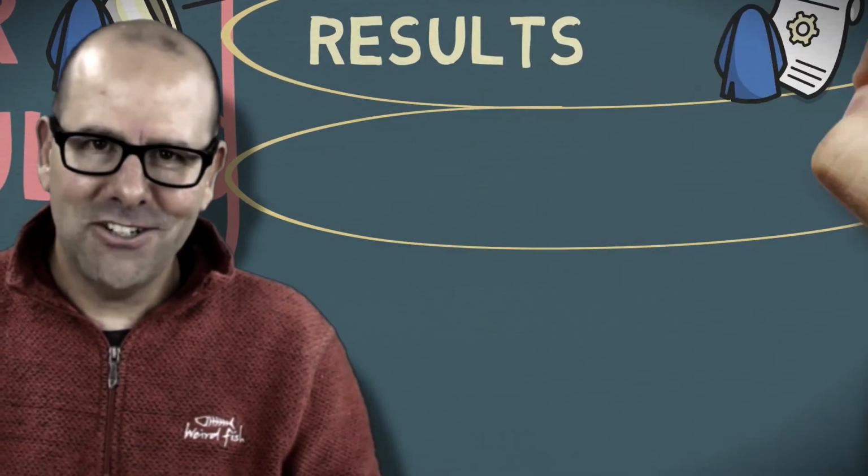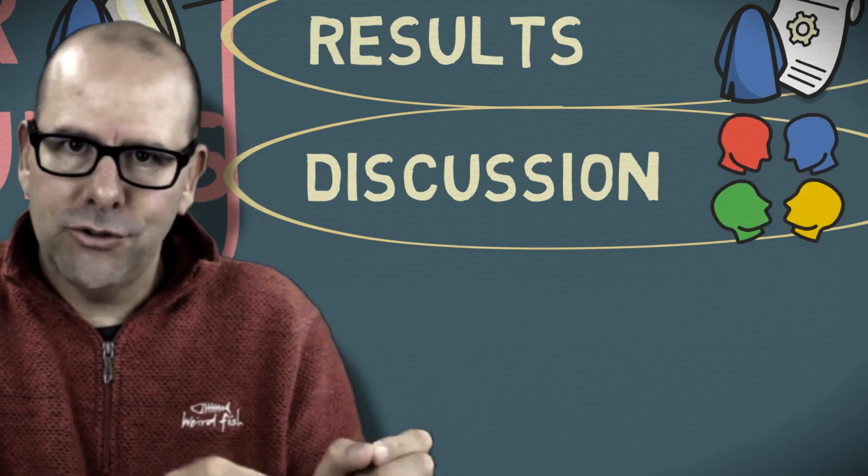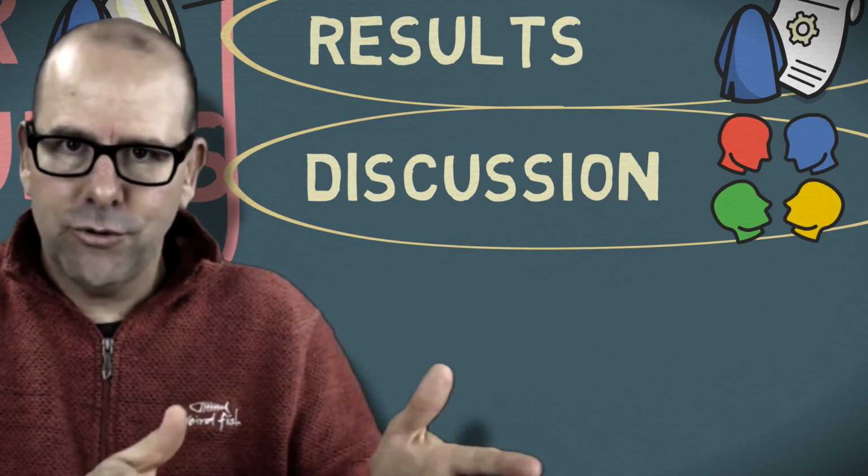Now the discussion section. This is where things really get interesting. First of all, in your discussion, you want to make sure that you address the fact that your results have addressed your original research question. So reiterate your research question. This is what we asked. This is what we found. This is how that answer relates to the question, firstly.